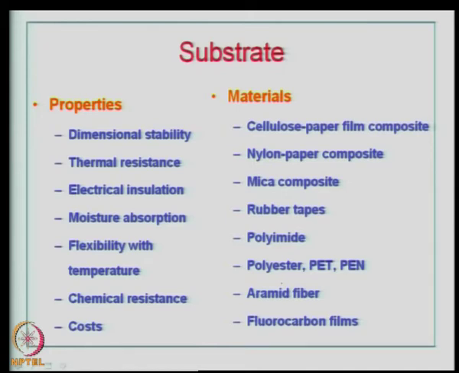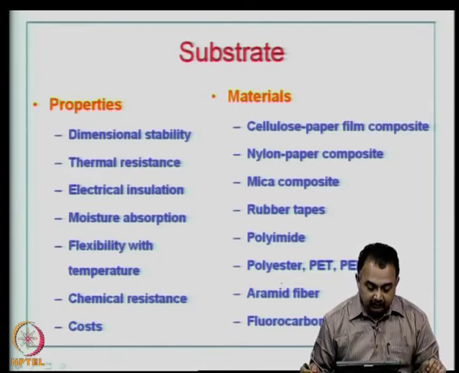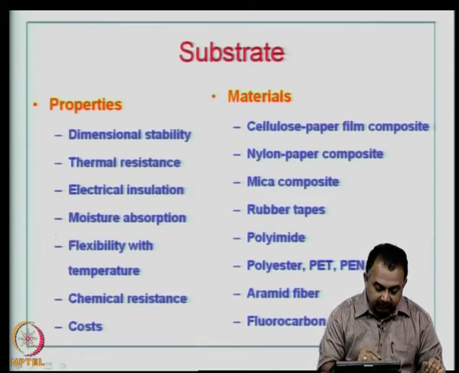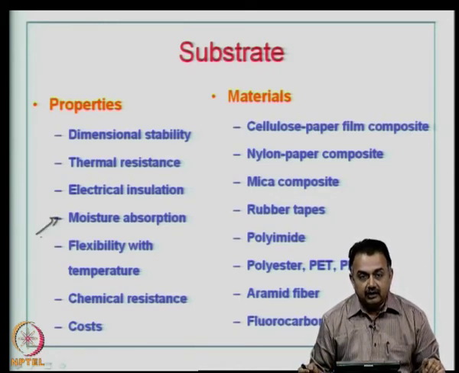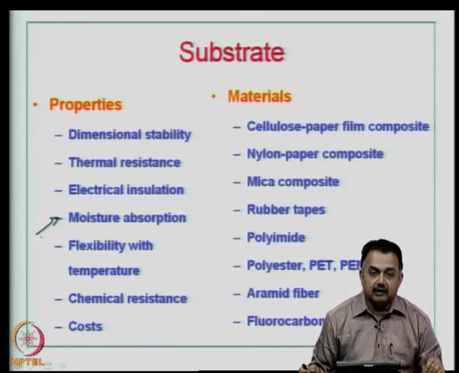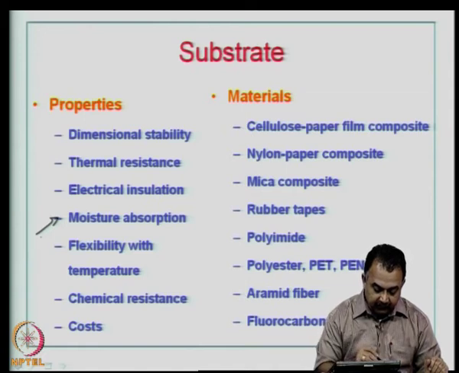Now, let us look at the substrate issues. What are the properties and what kind of materials can be used for flex circuits? The first thing is dimensional stability, very important, thermal resistance, electrical insulation, moisture absorption, very important. Just as in a rigid PCB, we are worried about the moisture absorption of the dielectric material because it can influence the electrical performance. Flexibility with temperature.